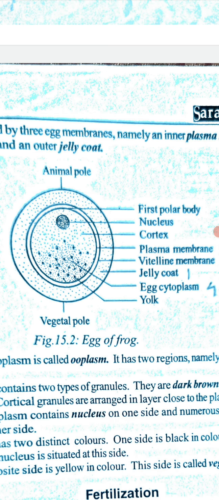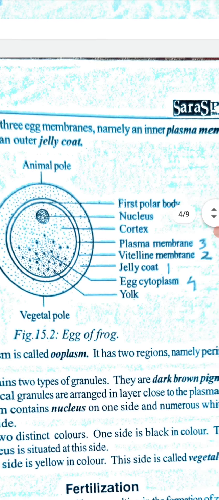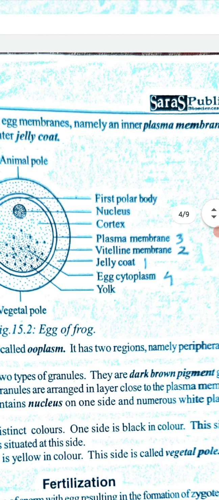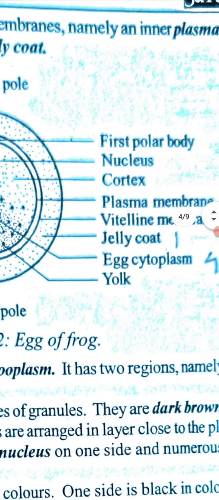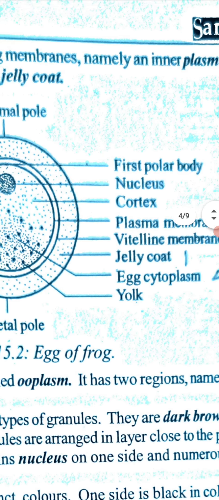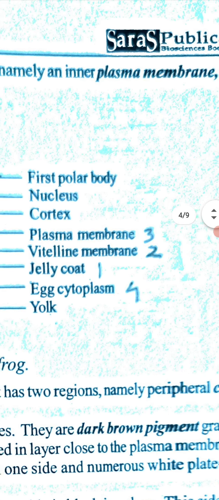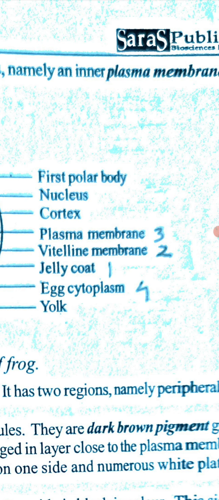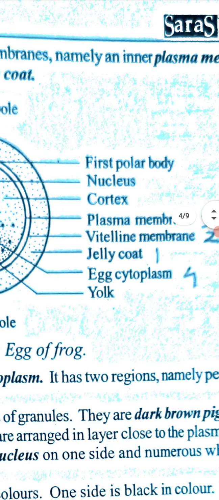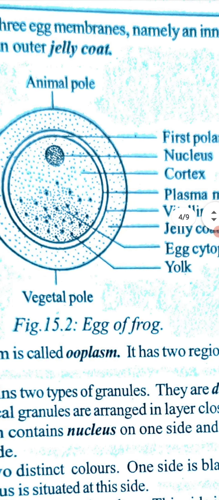The egg of the frog has two poles, the anterior pole and the vegetal pole. The anterior pole is called the animal pole. The posterior pole is called the vegetal pole. The egg is surrounded by a number of layers. The outermost layer is called the jelly coat. Below the jelly coat, the second layer is the vitelline membrane. Below the vitelline membrane, the plasma membrane is present, and within it the egg cytoplasm is present.